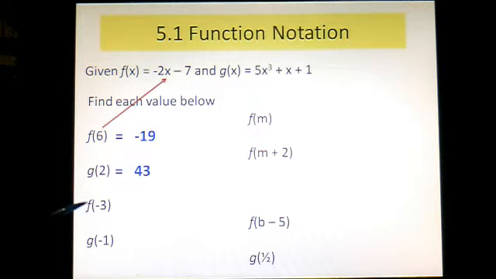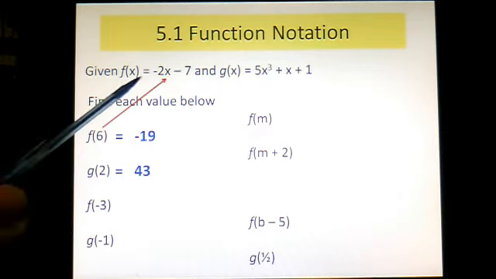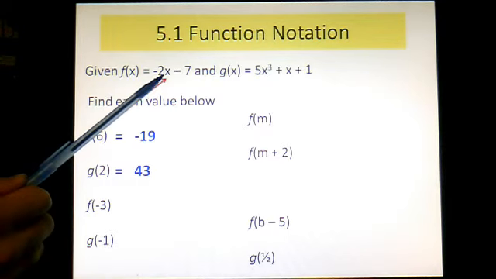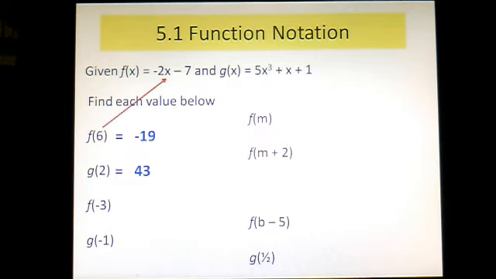The third one on here is back to f. We're going to input -3 into function f. So there's my input, and there's where it goes. It goes into function f. -3 times -2, negative times a negative, is a positive. Positive 6. And 6 minus 7 is -1. I hope you got that on your own.